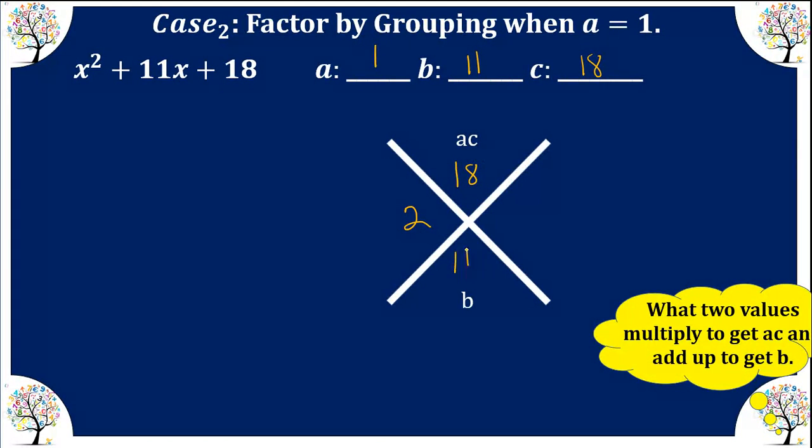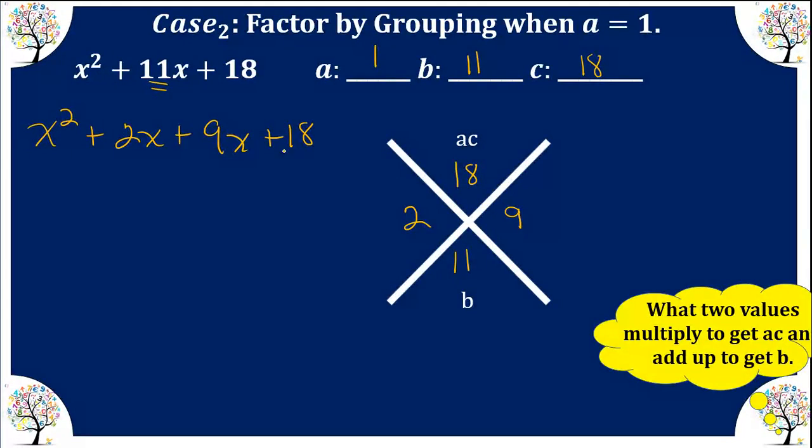And then we have the 11. So the two numbers that multiply to give us 18 and add to give 11 are 2 and 9. So I'm going to rewrite this expression into 4 terms. I have not changed the value of the problem at all. 2x plus 9x is still 11x.